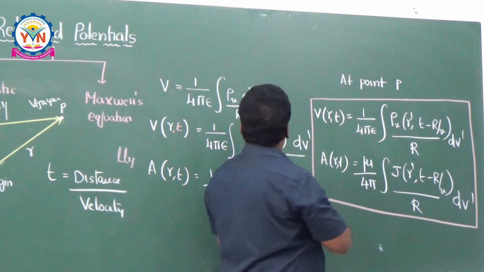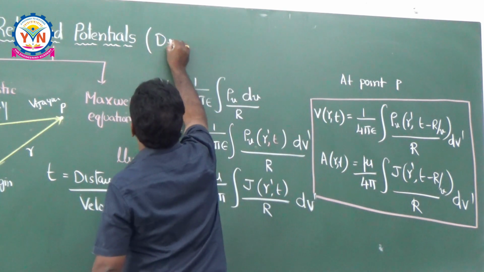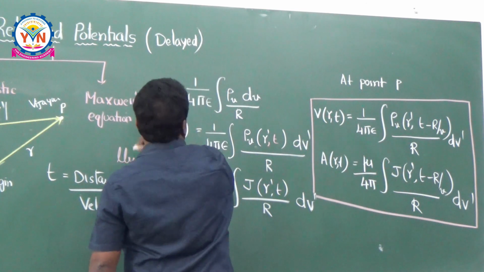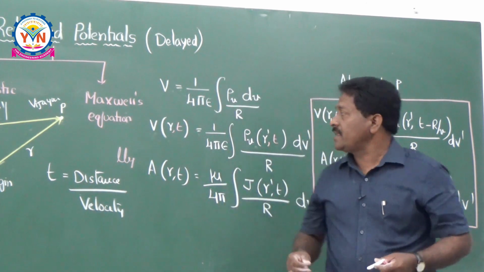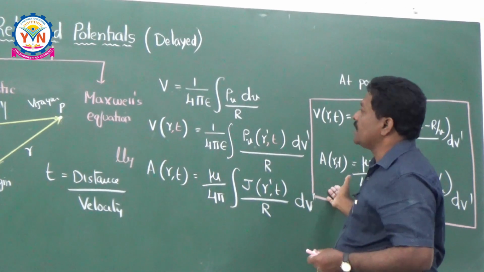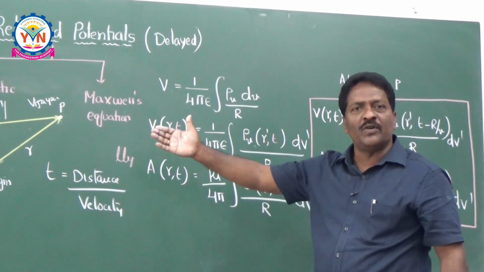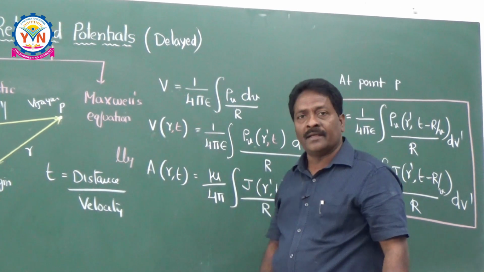I can say that these are the retarded potentials, which may also be called delayed potentials, because they are delayed by how many seconds? R by v seconds. So this is the way of understanding and writing the equations of these potentials using which approach? Logical approach. Logically we are doing this, but if you want to prove it mathematically, then definitely.